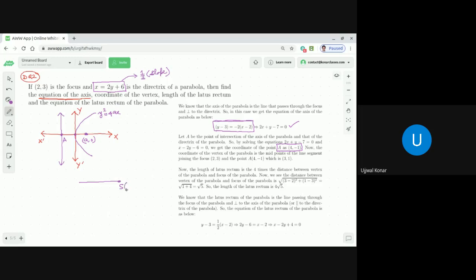Generally focus is denoted by S, 2, 3. And this is the point A, which is the point of intersection of the directrix and the axis of the parabola, that is 4, minus 1. Correct or not? Then obviously the vertex is the midpoint of this, V. So how do we find V? It is the midpoint of 4, minus 1 and 2, 3. That is nothing but 3, 1. All of you got it? Any doubt? Sir, I understood the whole solution.